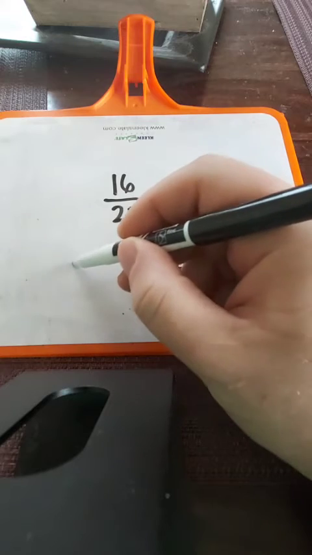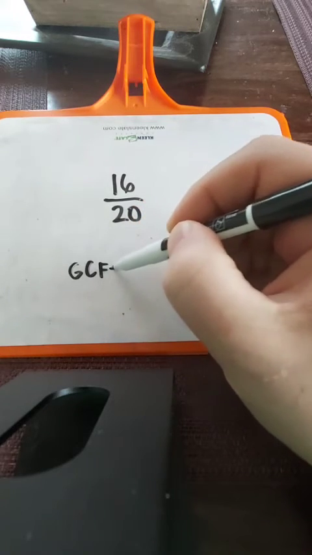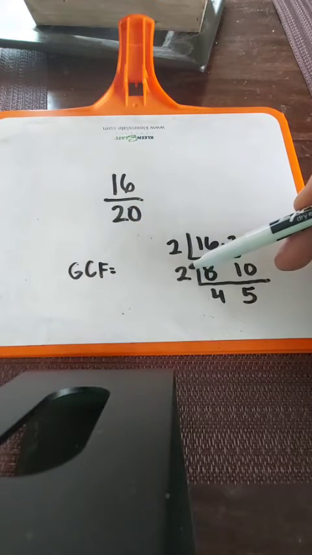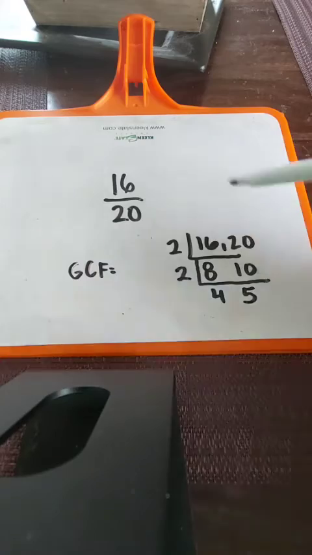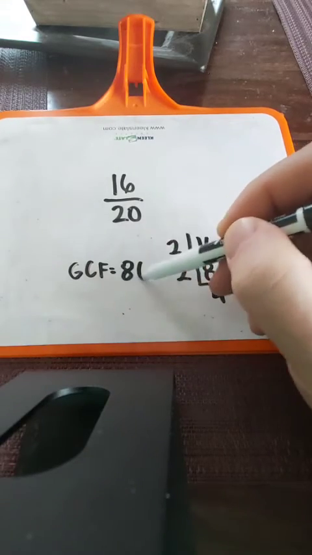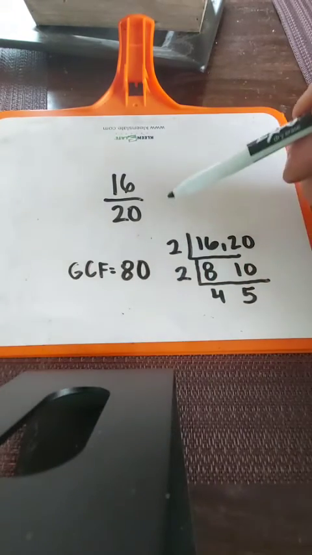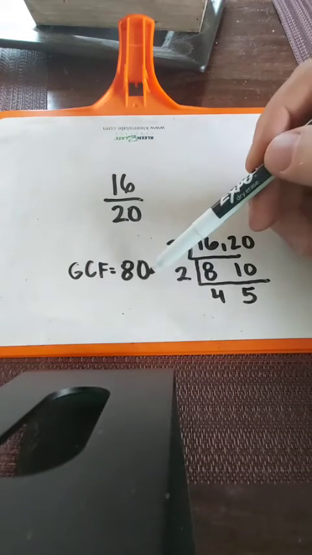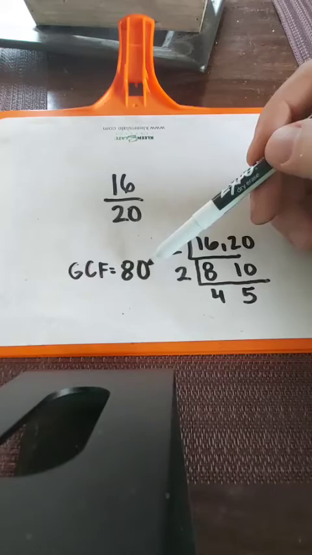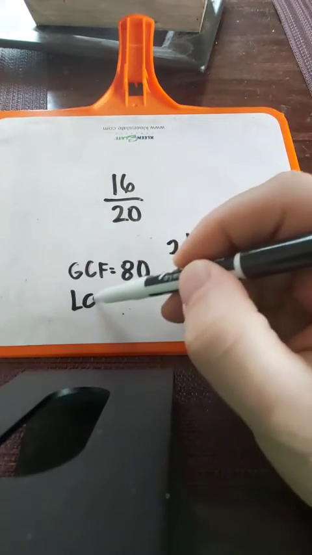So for our GCF, we're going to take 2 times 2, which is 4, 4 times 4, which is 16, and 16 times 5, which is 80. So 80 is the largest number, excuse me, that both 20 and 16 can go into. 16 goes into 80 5 times, 20 goes into 80 4 times. But we really need our LCM, okay?